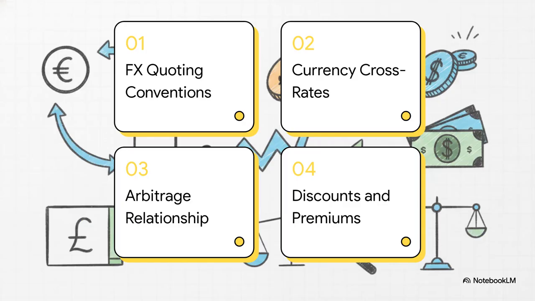Here's our roadmap for today. First, decoding FX quoting conventions. Second, calculating currency cross rates. Third, the arbitrage relationship. And finally, number 4, forward discounts and premiums. Mastering these building blocks is really going to unlock some professional-level insights for us.